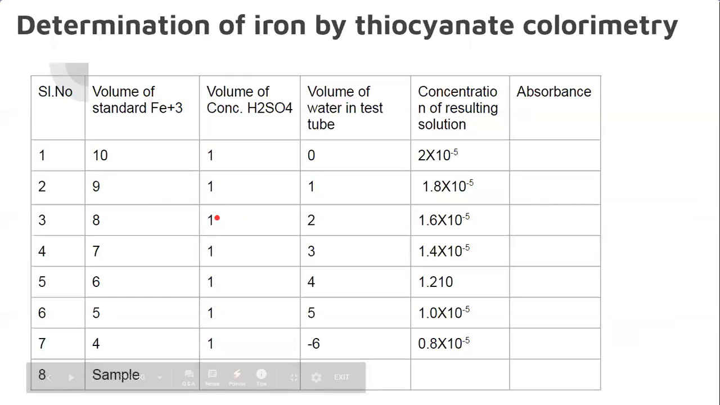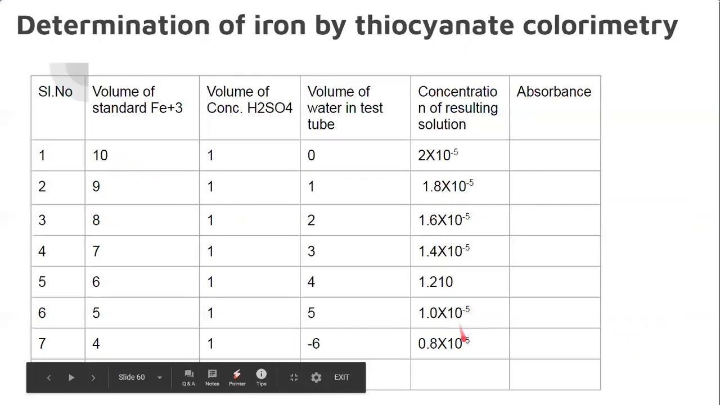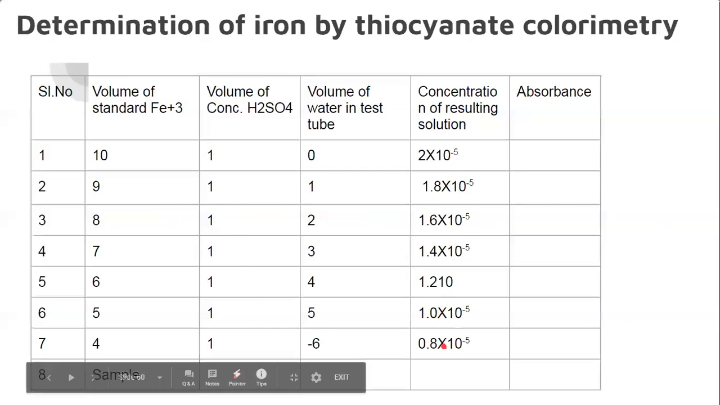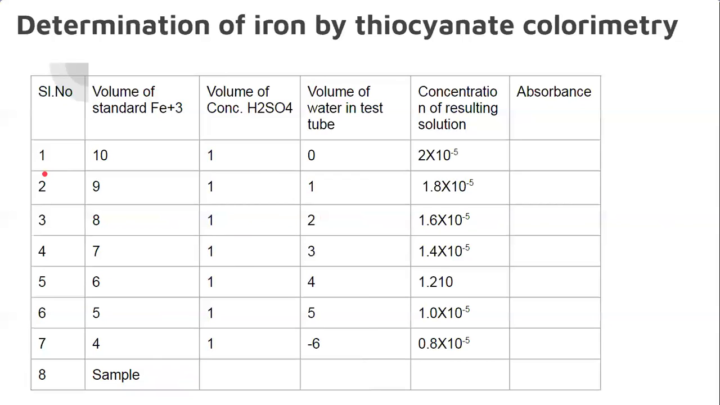So for this experiment, we need to prepare differently concentrated standard solutions of ferric ion. Those are known as the standard solutions. Already we have prepared the 2 into 10 to the power of minus 5 concentrated solution. Now to prepare the various solutions, we need to take various boiling tubes, and those boiling tubes are labeled as 1, 2, 3, 4, 5, 6, 7, etc. That's your choice. You can take 20 or 25, no problem.